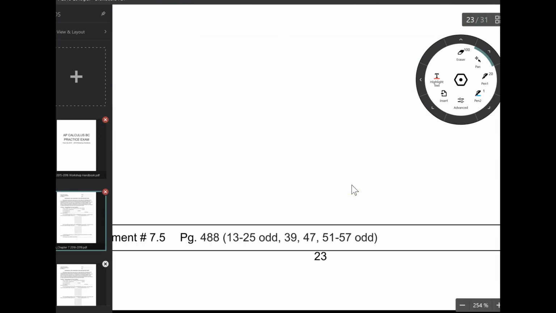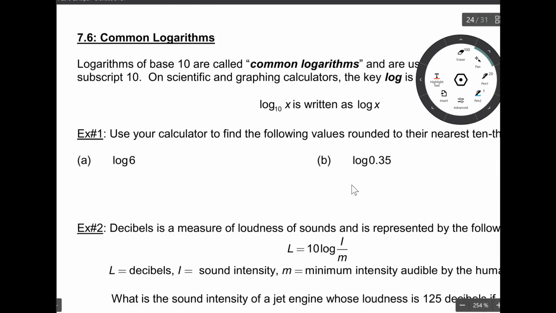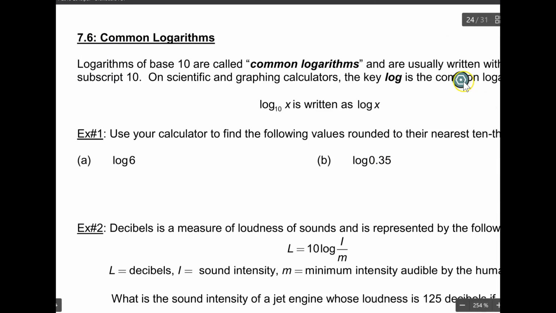All right, so let's get started on 7.6. So we have a double, it's not really a double lesson because honestly this could have been one lesson. It's about common logs and the common log and the natural log. That's all this is about. Okay, so first let's break it down into what we already know.